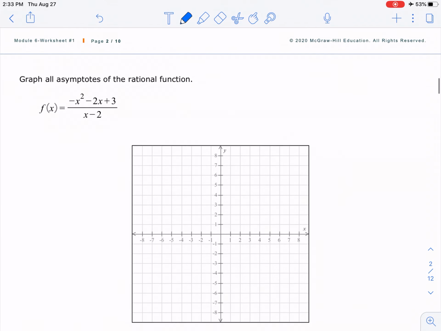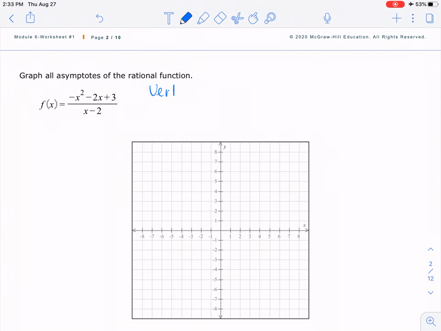Okay, moving on to number 5. So number 5 right here, for vertical, you can see it's just x equals 2. So x equals 2, that's the vertical. For horizontal, we have the degree right here is 2, and the degree right here is 1. Every time the degree of the numerator is 1 more than the degree of the denominator, we have something called a slant asymptote or oblique asymptote, so it's not horizontal.